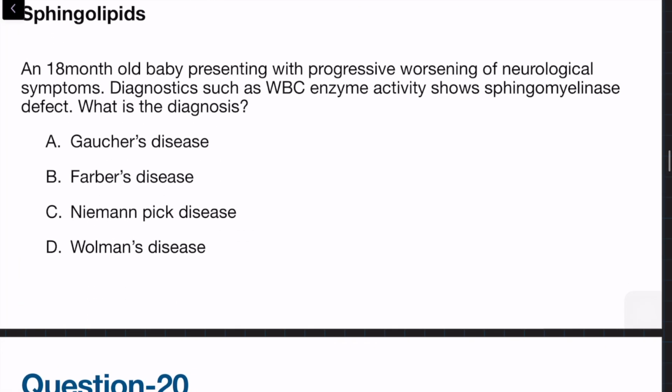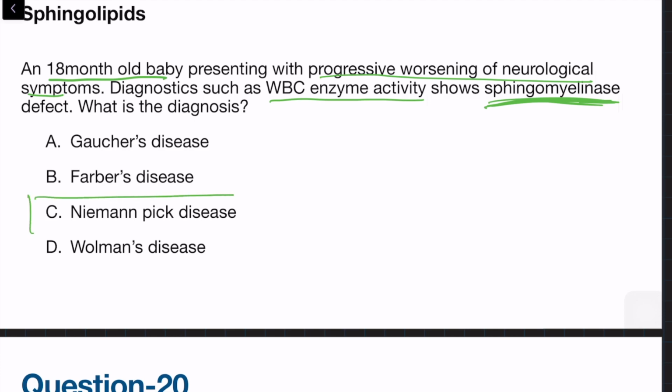Sphingolipids. Okay, these are important diseases. They are stressed clinically, so therefore I framed one or two clinical questions. An 18-month-old baby with progressive worsening of neurological symptoms. Diagnosis such as WBC enzyme activity shows sphingomyelinase. Direct one-liner they have asked, what is the sphingomyelinase enzyme defect?